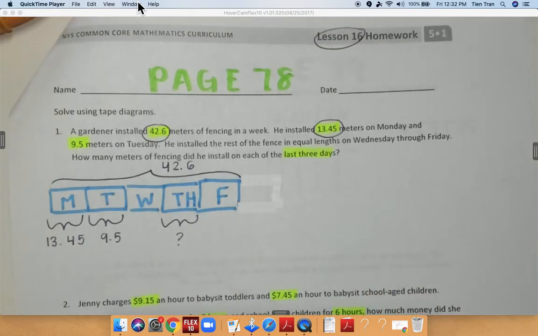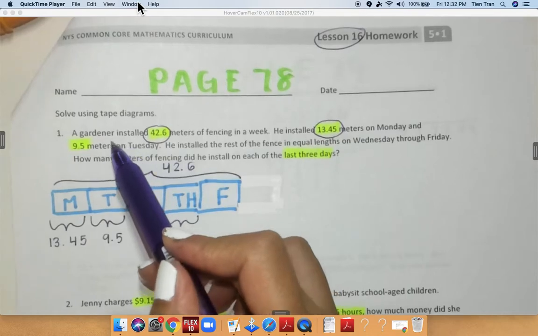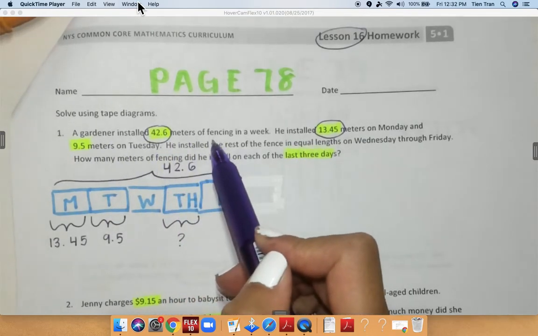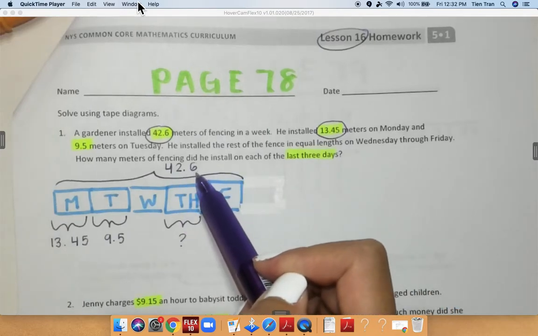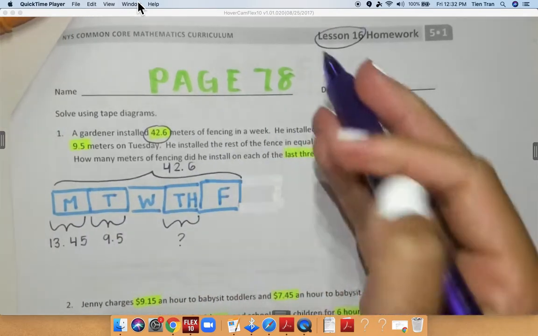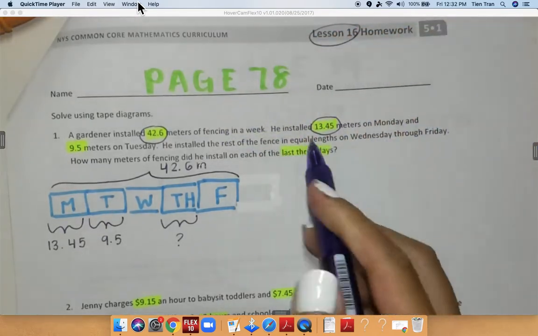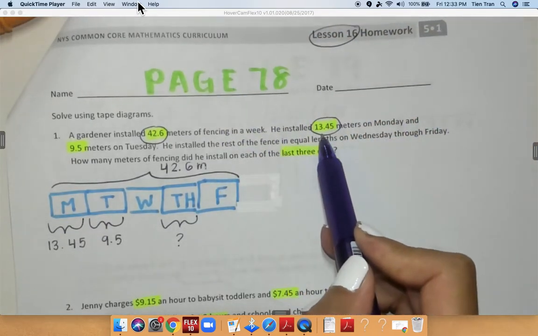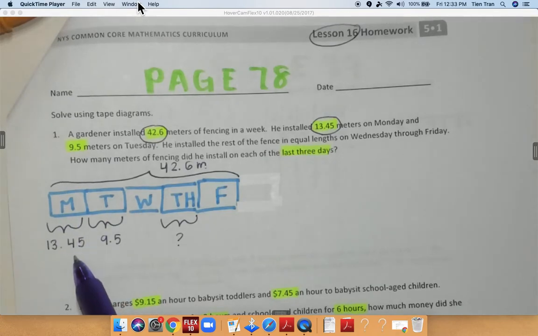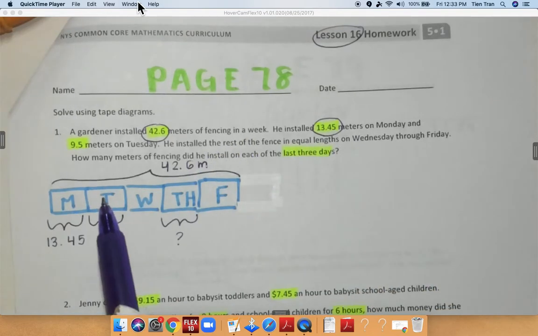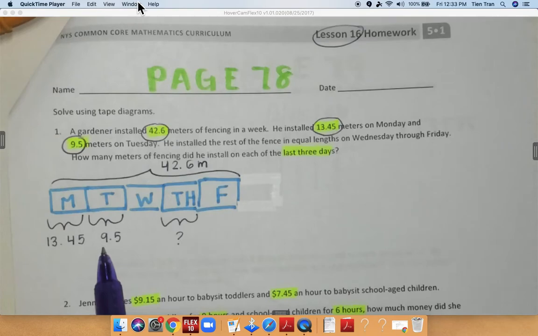So the first thing I noticed is that the gardener installed 42.6 meters of fencing in a week. So in 1 week he installed 42.6. So that's what I wrote here, 42.6 meters. Now it says next he installed 13.45 meters on Monday. So on Monday right here I put 13.45 meters. And then it says on Tuesday, he installed 9.5 meters. So I wrote down here 9.5 meters on Tuesday.